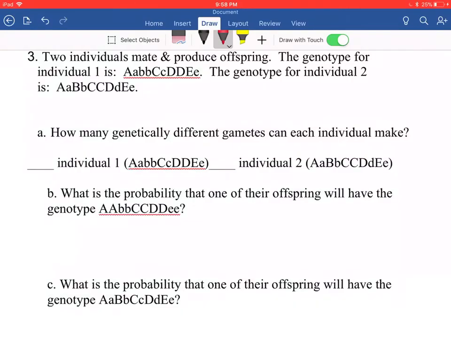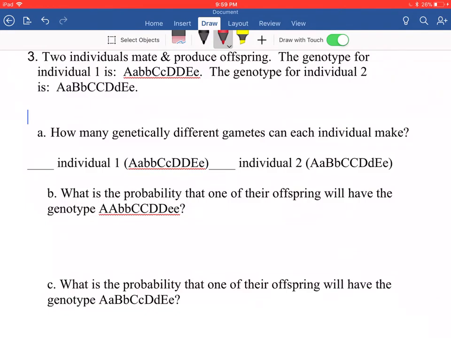Let's take a look at this question. Two individuals mate and produce offspring. The genotype for individual 1 is what you can see there, that combination of alleles. And the genotype for individual 2 is that second combination of alleles that you're able to see here. How many genetically different gametes can each individual make?